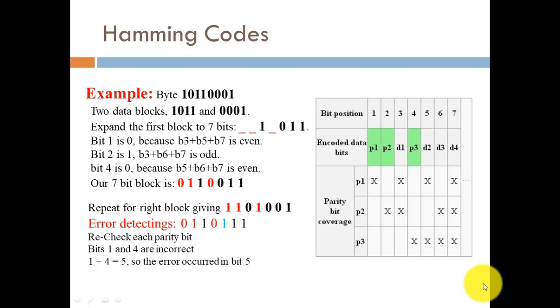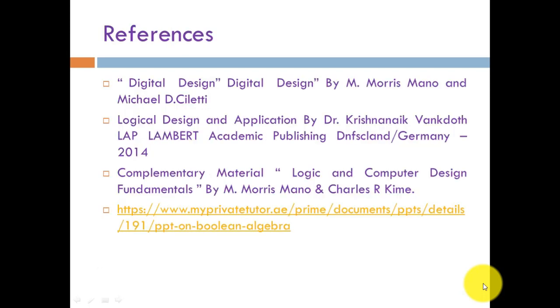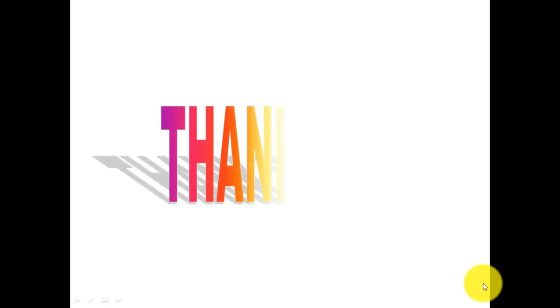we can easily check that parity bit 1 and parity bit 4 are incorrect. When we add them, 1 plus 4, it turns out to be 5. So the error occurs in the 5th bit position. This is how we evaluate with the help of the Hamming code which bit is in error. These are the various references. Thank you very much for your patient hearing.